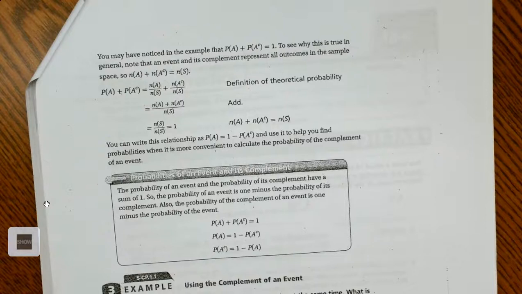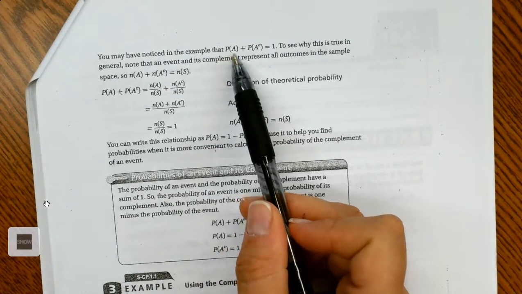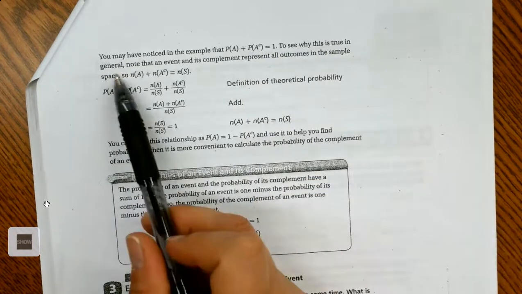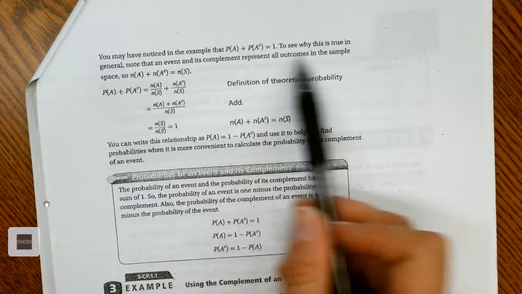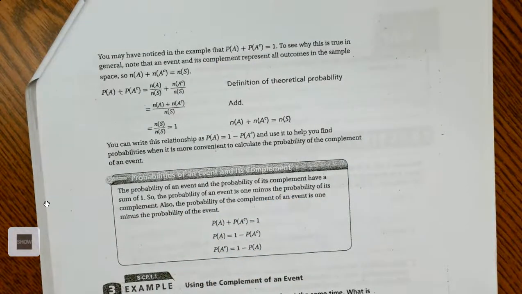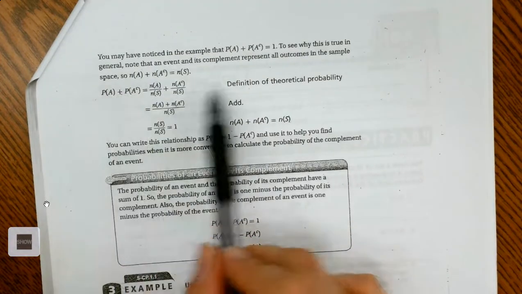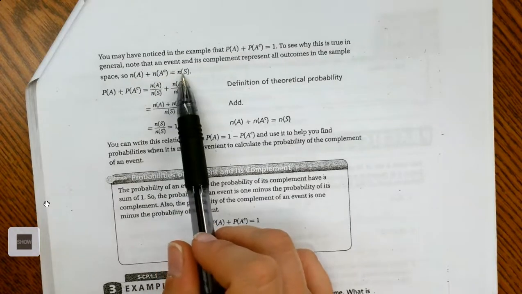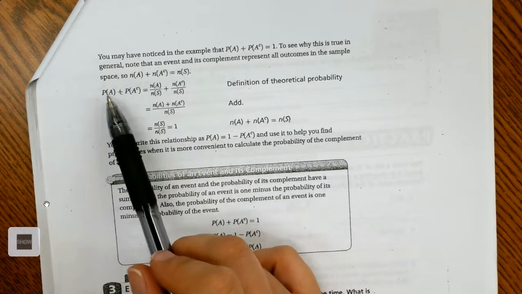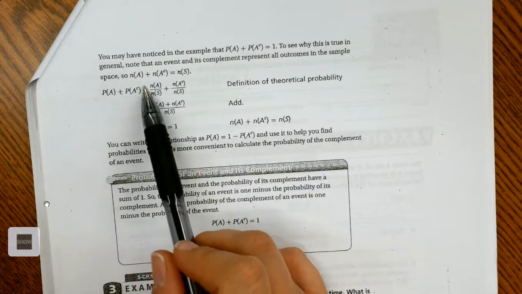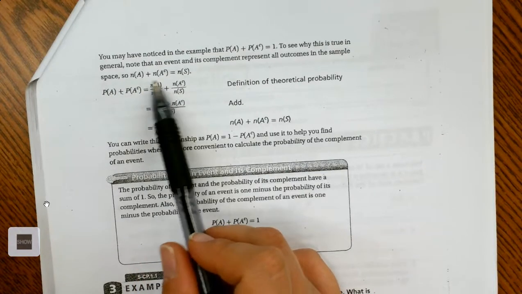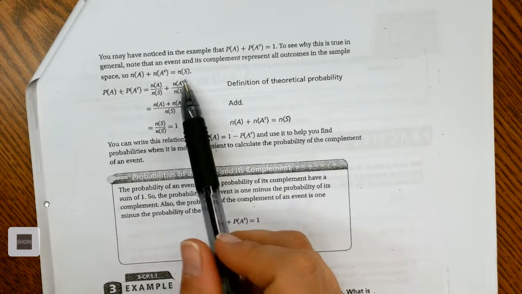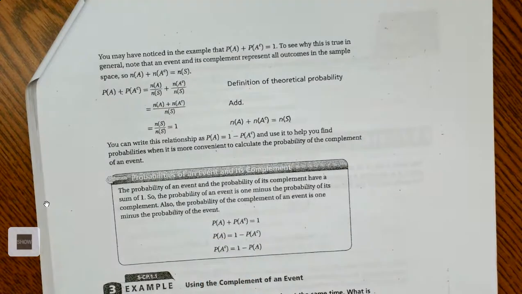You may have noticed in an example that P of A plus P of the complement of A equals 1. To see why this is true in general, note that an event and its complement represent all outcomes in the sample space. So, the number in A plus the number in the complement of A equals the number in the total sample space, right? So the probability of A plus the probability of A's complement equals the number in A over the sample space plus the number that's not in A, like the complement of A, over the sample space, is going to equal 1.